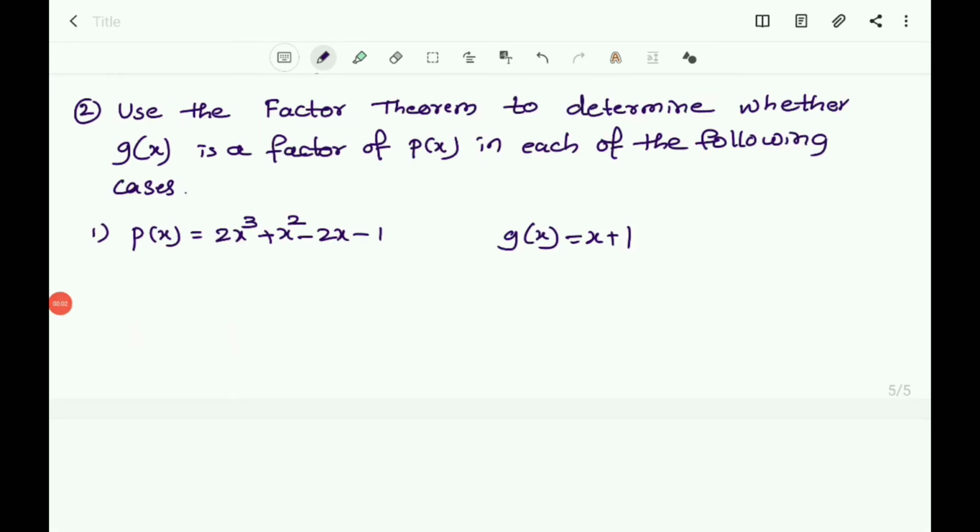Now you come to the second main question. Use the factor theorem to determine whether g of x is a factor of p of x in each of the following cases. The first one is p of x is 2x cube plus x square minus 2x minus 1, and g of x is x plus 1. Here you know that this is nothing but x minus minus a. Here you can take x plus 1.